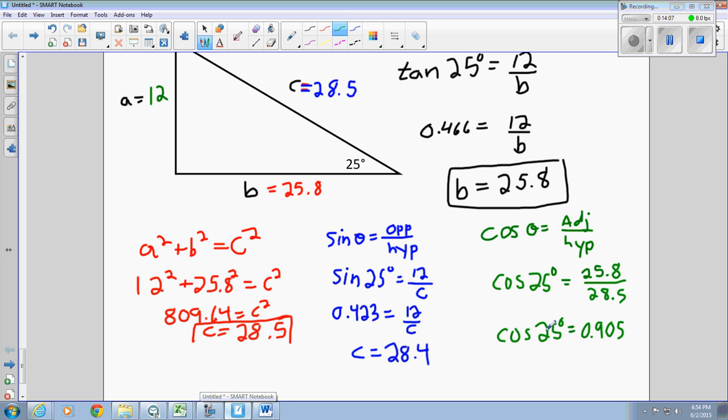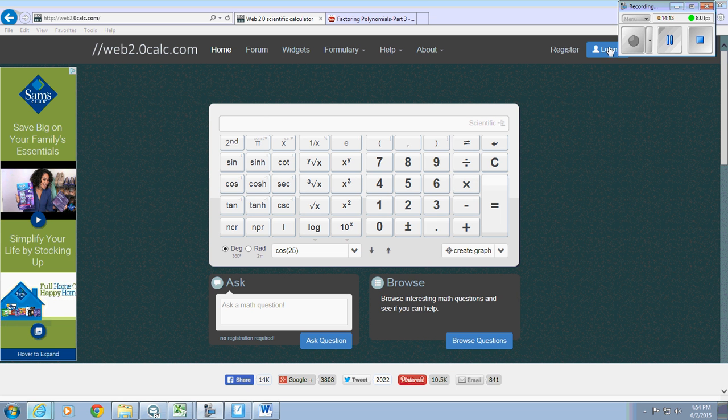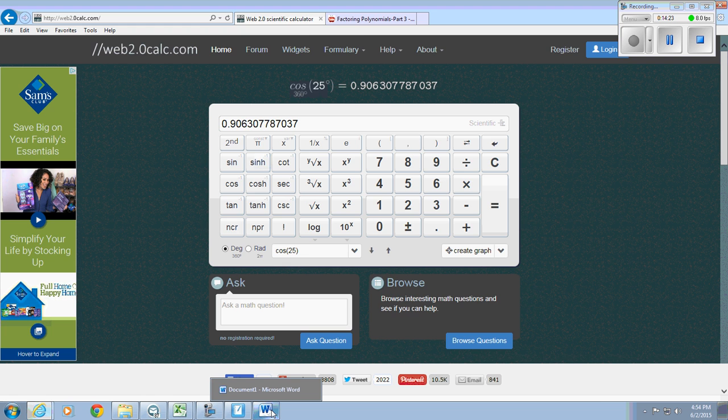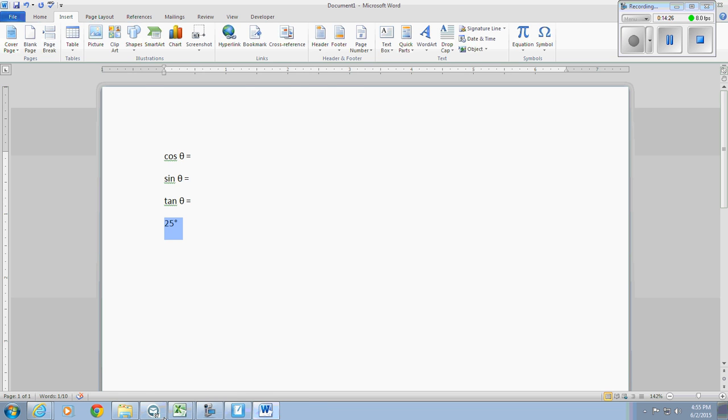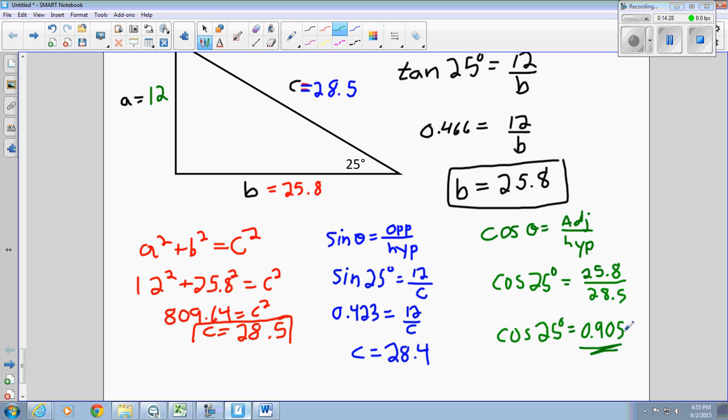If I punch cosine 25 into a calculator, I hope that I will get that. Let's see. Cosine of 25 equals 0.906. We were predicting that it would be 0.905. We're off by a thousandth of a decimal, which is pretty close. We're pretty good.